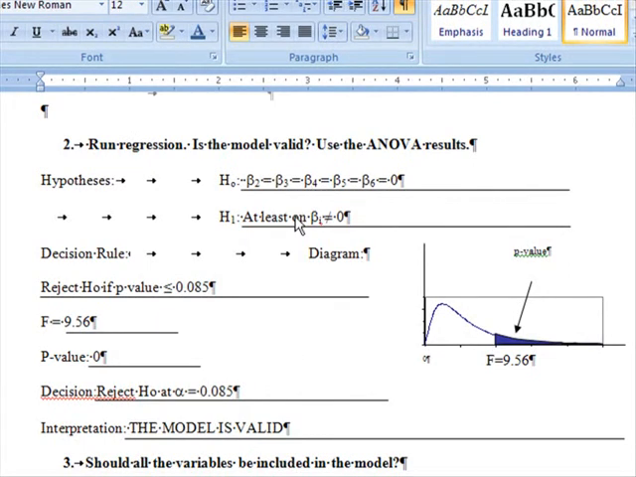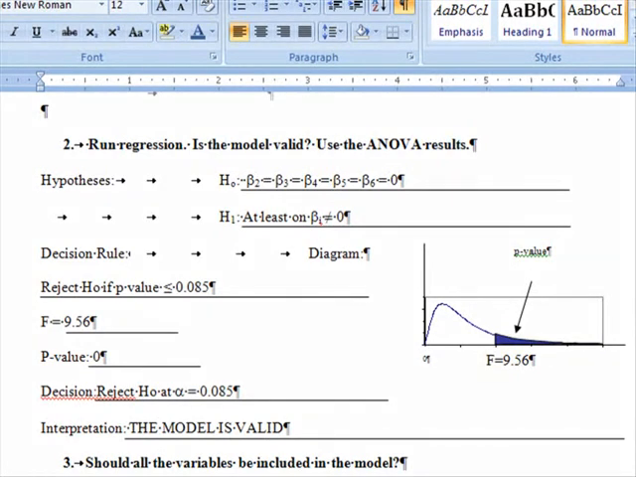Notice that every time we reject, the only interpretation is the model is valid. When we fail to reject, then we just say the model is not valid and you stop here. You cannot do anything else, because what it means is that all your independent variables are not good to predict your dependent variable y. So that being said, we have a model that is valid, so we continue.